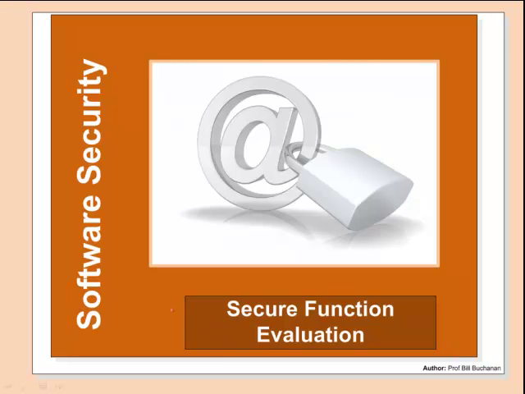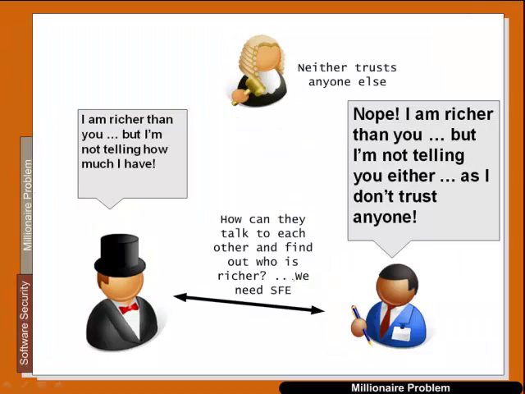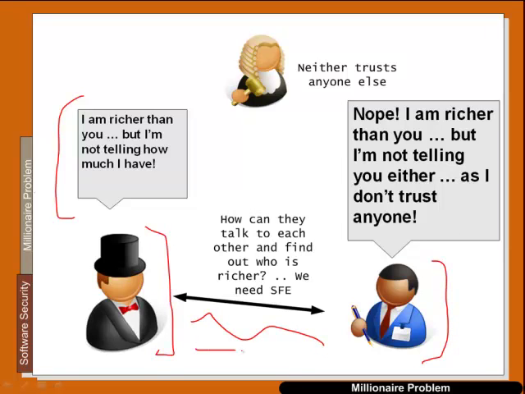Okay, so let's look at secure function evaluation. In this case, we get a classic infrastructure where we do not trust anyone, how we can make some decision on something without actually seeing the core data. So it's a classic problem that we have, and it's known as the millionaire problem. Two millionaires get together and they want to find out who's actually the richest without actually telling each other how much money they actually have. And neither of them trusts anyone else. So how do we create a function which allows us to do this?